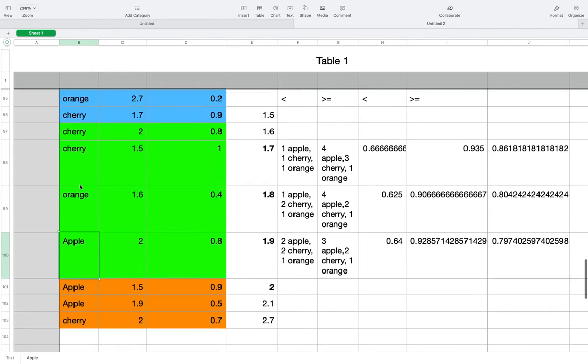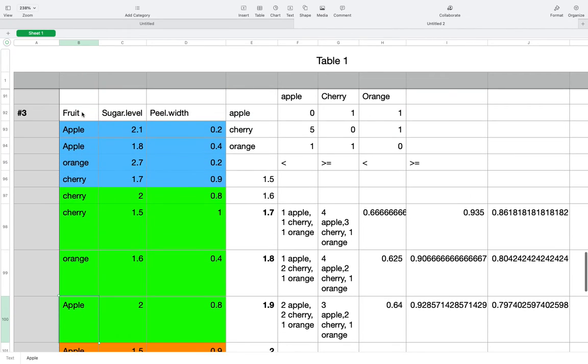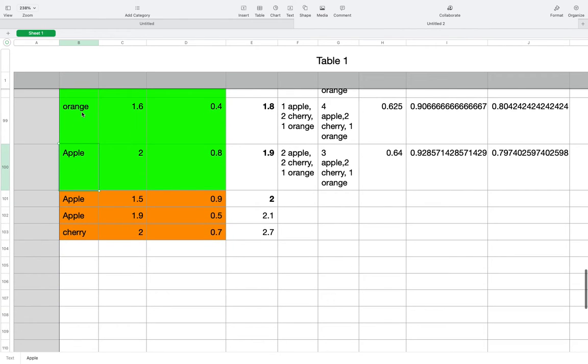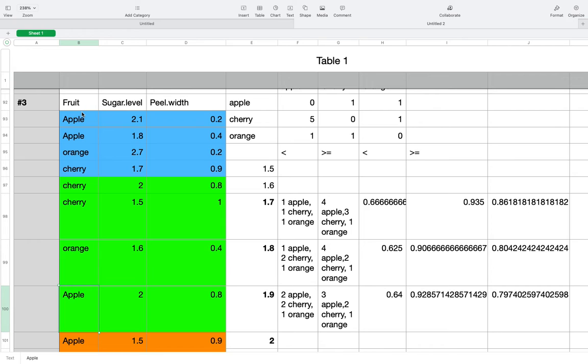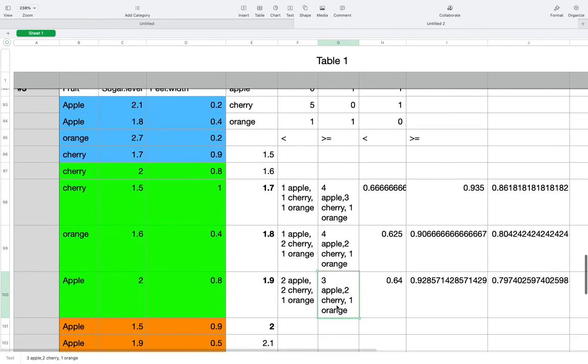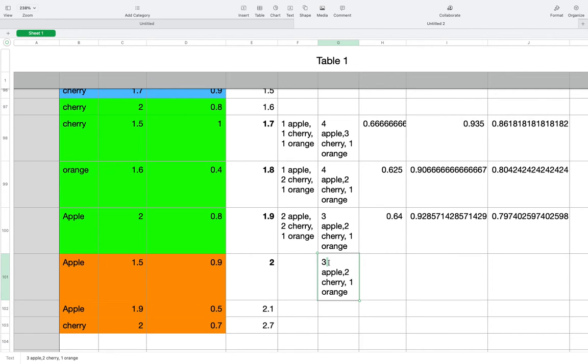Cherry, apple, cherry, 2 cherries, apple. Oh, an orange. Okay. Cherry, apple, cherry, 2 cherries, 1 apple, 1 orange, and 2 apples. So 2 apples, 2 cherries, 1 orange. So on this side, what happens is we pretty much lose one of the apples. Makes sense. Now on this side, we gain an apple.